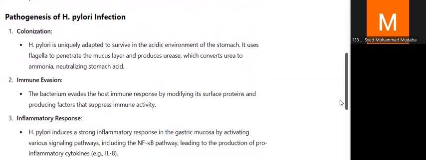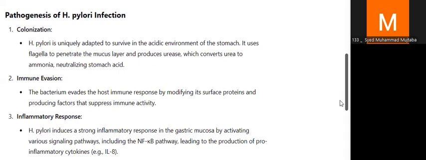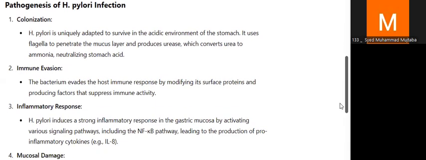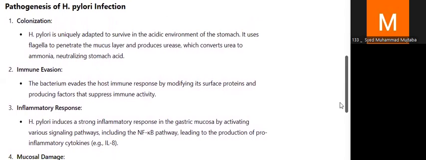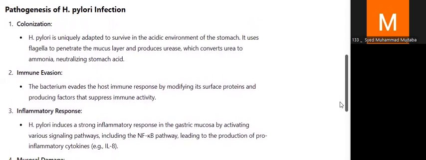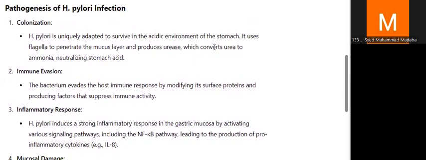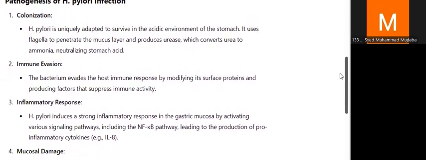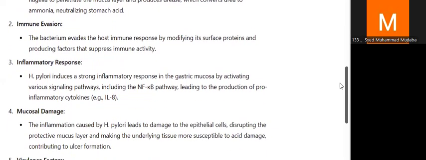Now we know that in the human stomach there is generally an acidic pH of 2, which is sufficient to kill all of the microorganisms. So how is it possible that H. pylori bacteria is able to evade the acidic environment? It is because of its unique adaptations. H. pylori has a urease enzyme, which allows it to convert urea into ammonia and thus create an alkaline environment. It converts urea to ammonia, thus neutralizing the stomach's acid. Therefore, it survives in the alkaline environment.